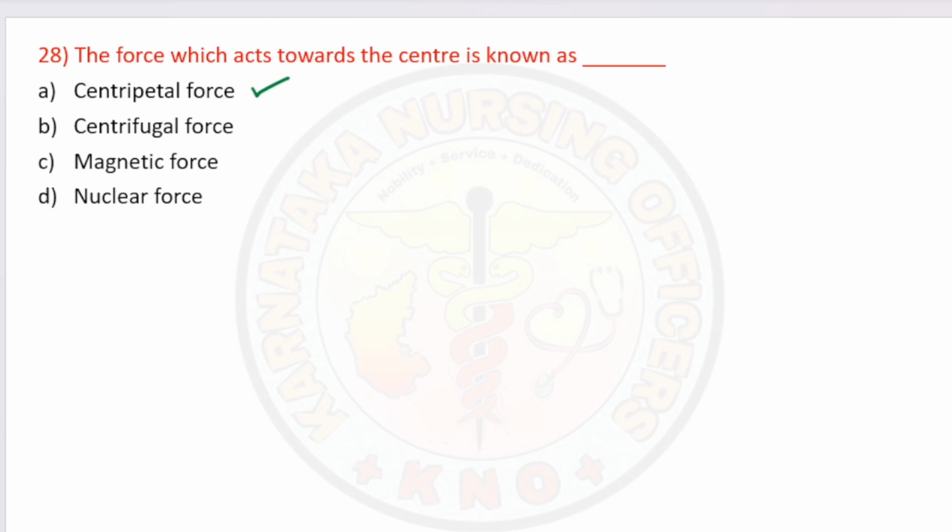What do you mean by centripetal force? If any object is moving in a circular motion, so this is the center. If an object is moving in a circular path, the force which acts on this object is always towards the center. It is always acting towards the center. So this is called centripetal force. The force which acts towards the center is called centripetal force.